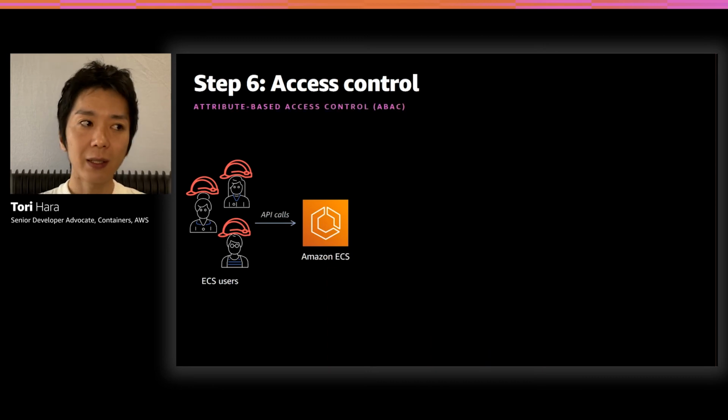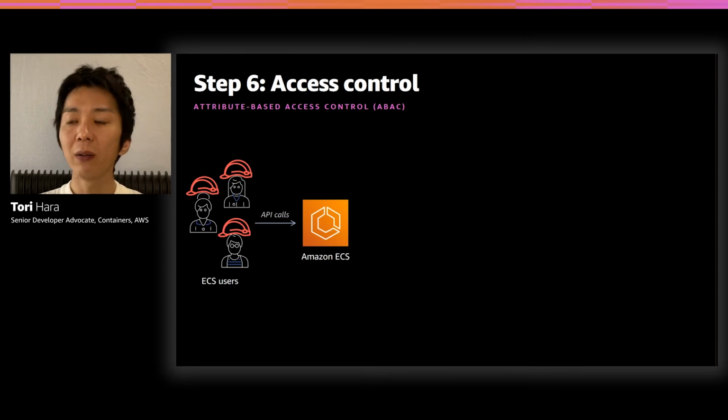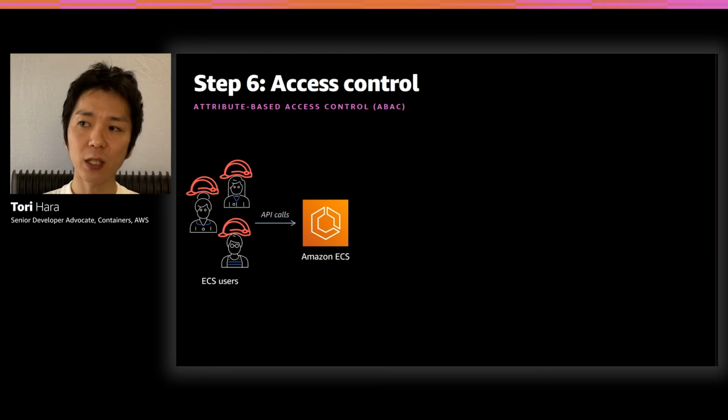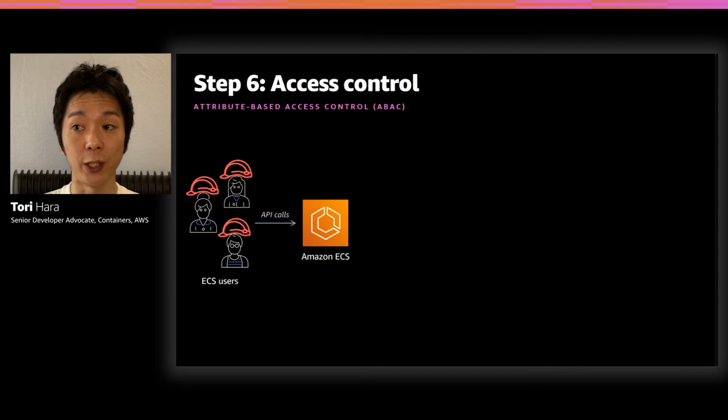And the last one is a bit more complex than the previous examples, but it's a powerful mechanism. It's called ABAC. So let's say you want to allow users to call ECS APIs, but only for their own ECS resources. I think this is one of the most typical use cases where multiple teams in an organization use ECS at the same time. In this situation, you may use ABAC to achieve the goal.